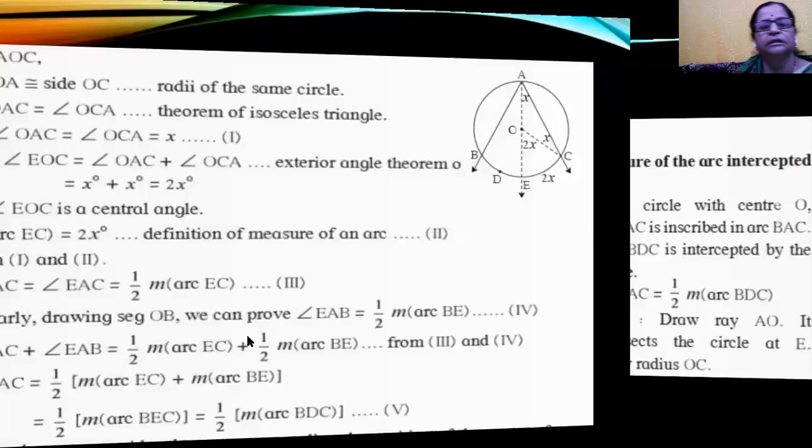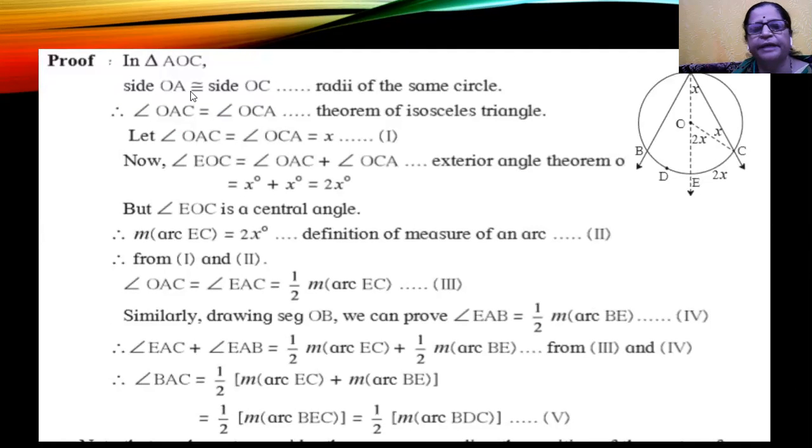In this triangle, side OA is equal to OC because these are radii of the same circle. So angle OAC is equal to angle OCA, by the isosceles triangle theorem. The measure of angle OAC is equal to angle OCA, equal to x. Here we have denoted it with x. This is equation 1.